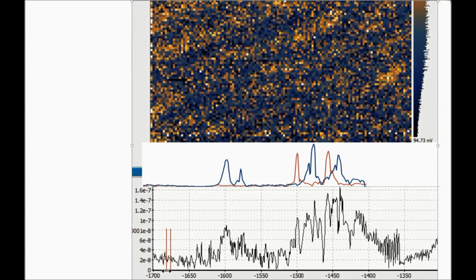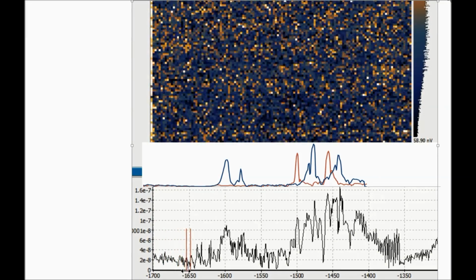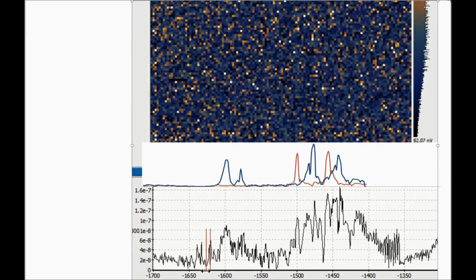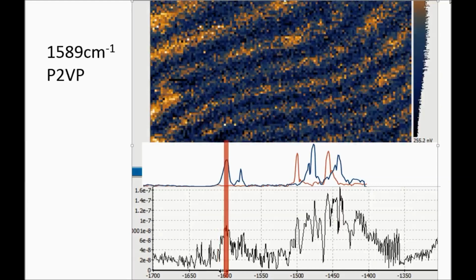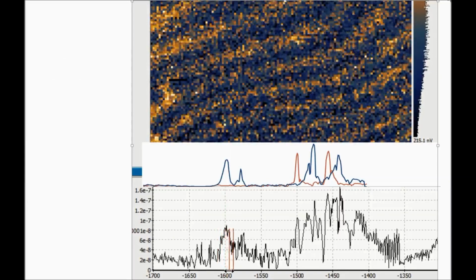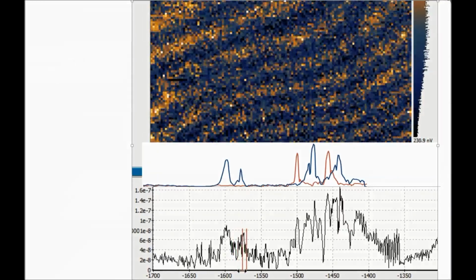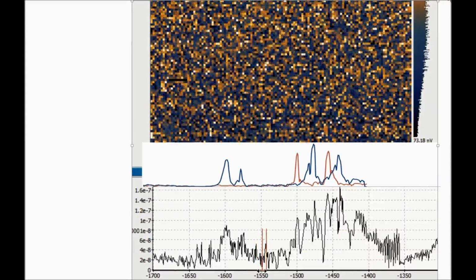In this first 100 wave numbers, nothing absorbs strongly, and we see no contrast in the PIFM image. Here is the first P2VP absorption peak. In the image, the P2VP regions become brighter. At 1569, there was another weaker P2VP peak. And now another region of low absorption.